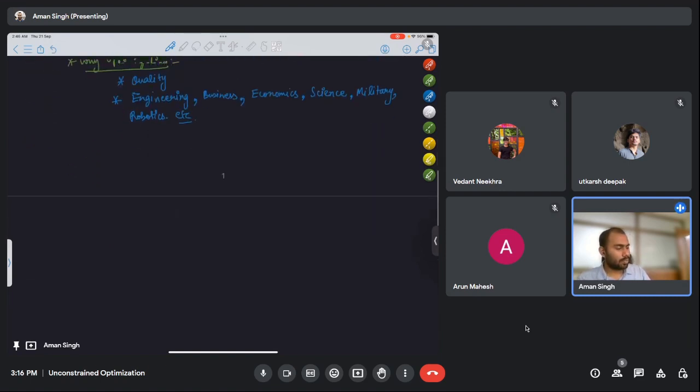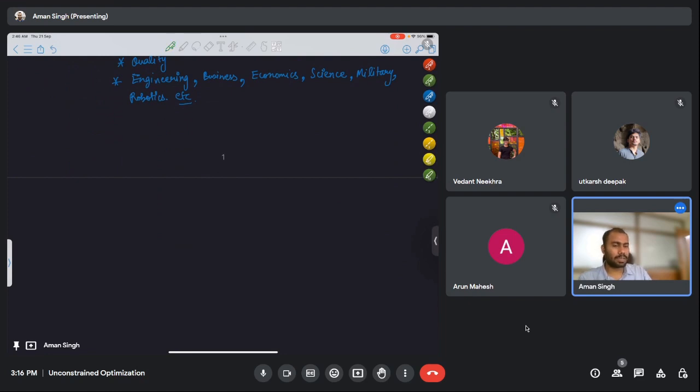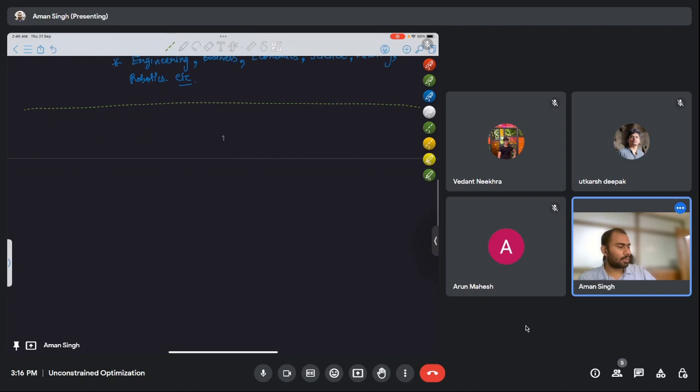Now, moving ahead, getting rid of these informal definitions, we'll now move ahead and define what a mathematical program is.